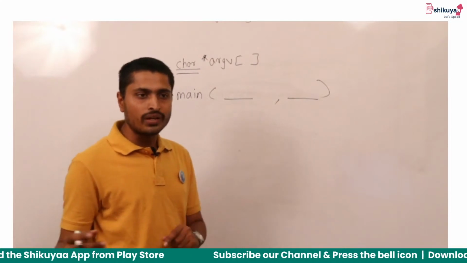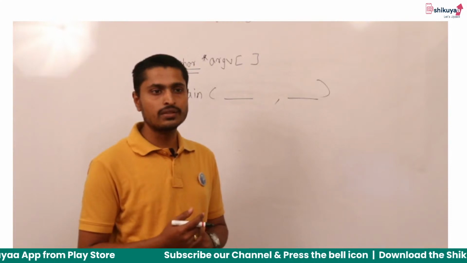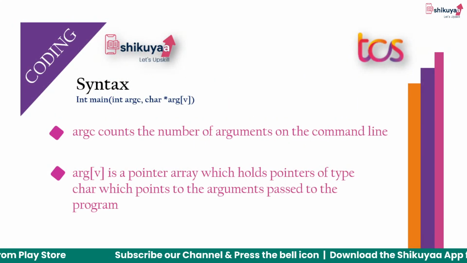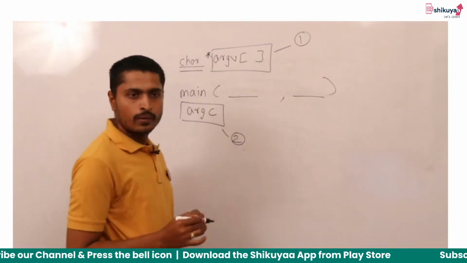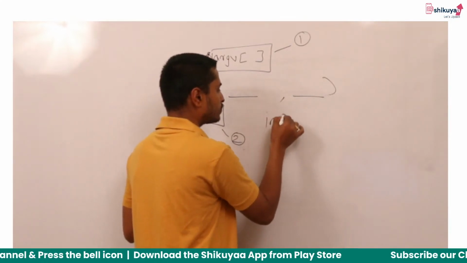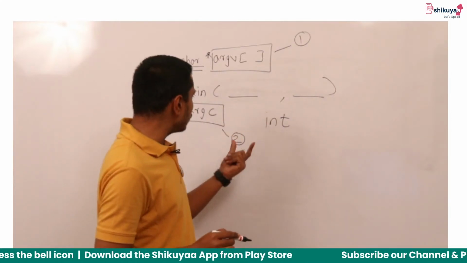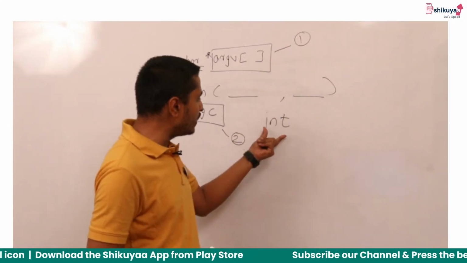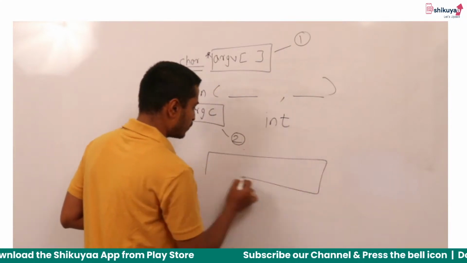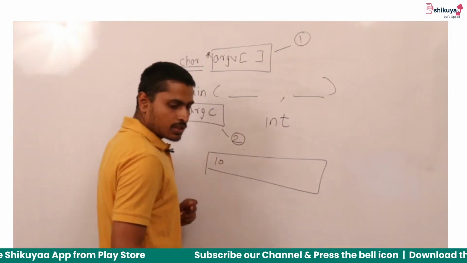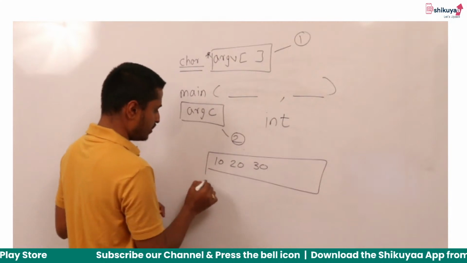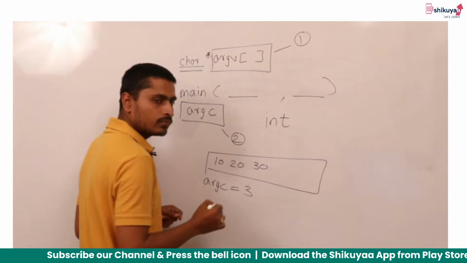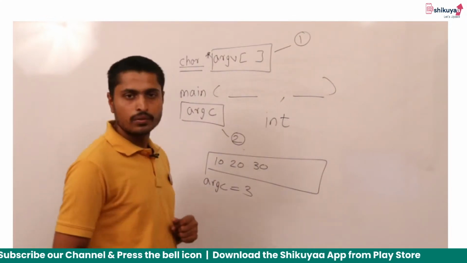One more command line argument is there. Argument C. This is one and this one is second. Why is argument C used? This is of int type, and it will count how many integer variables are present on the command line. Suppose, for example, we are giving the inputs on the command line as 10 space 20 space 30. These three inputs, so argument C, ARGC, will have a total of 3. There will be 3 arguments on the command line.